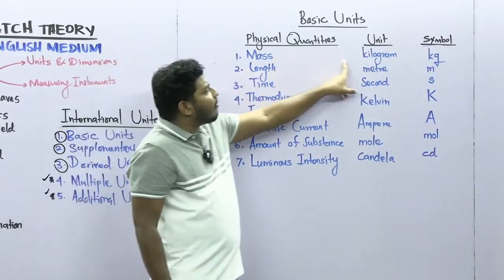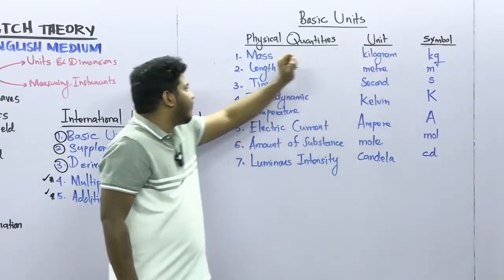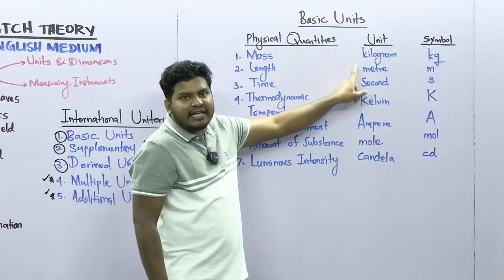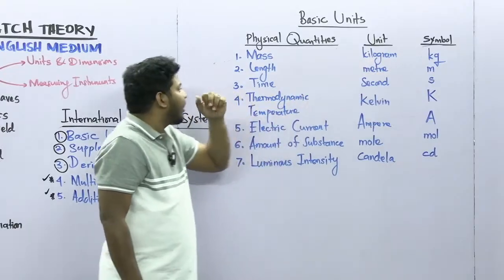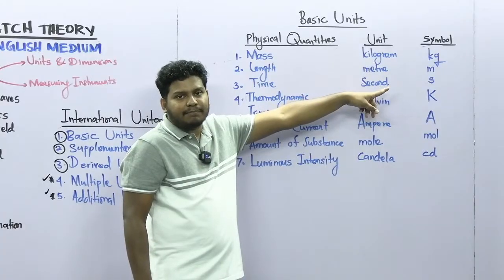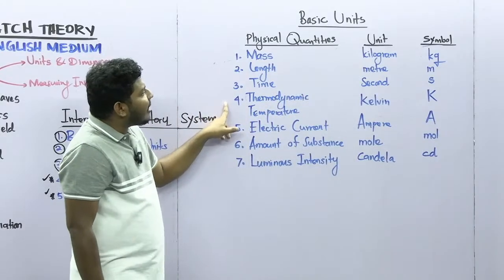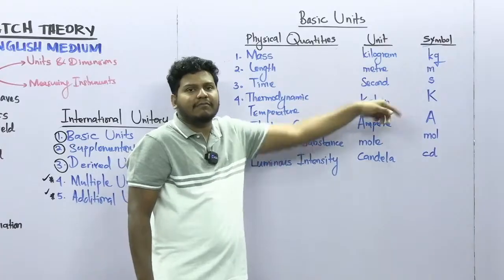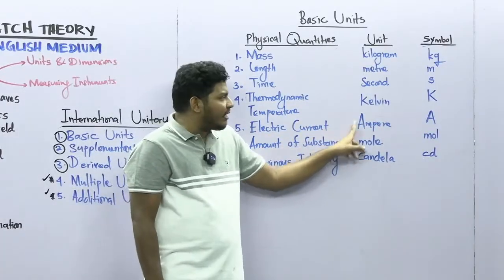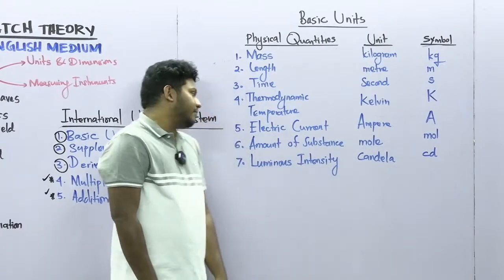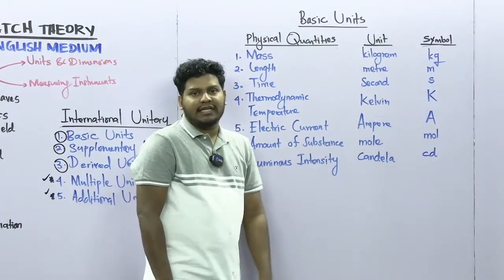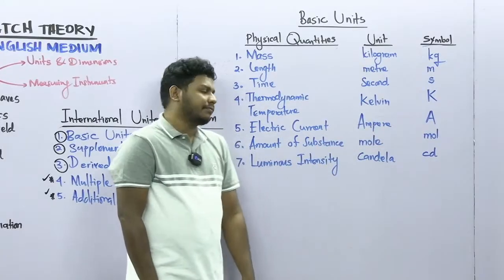Mass, unit is kilogram, symbol is small k, small g. For the length, the unit is meter, the symbol is small m. For the time, the unit is second, the symbol is small s. Thermodynamic temperature, the unit is Kelvin, the symbol is capital K. Electric current, the unit is ampere, the symbol is capital A. Amount of substance, the unit is mole, the symbol is mol.